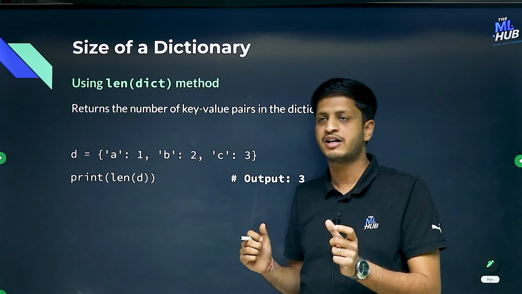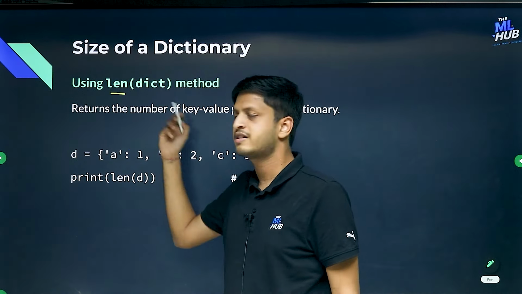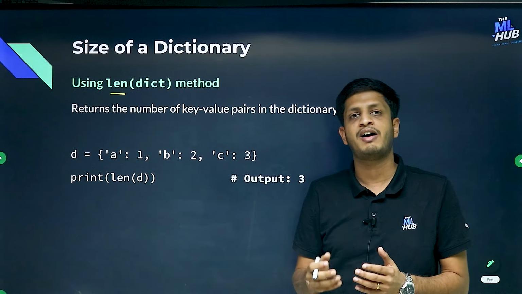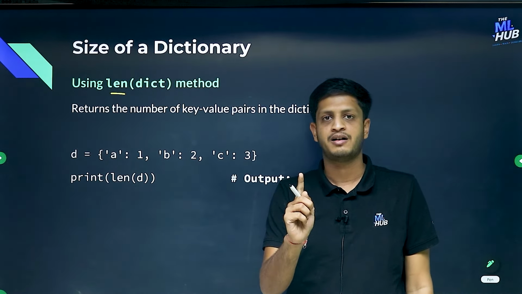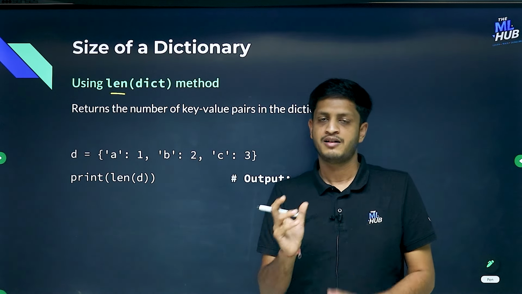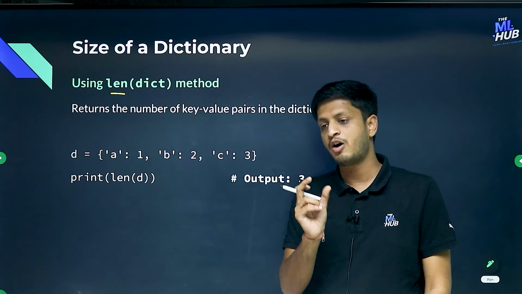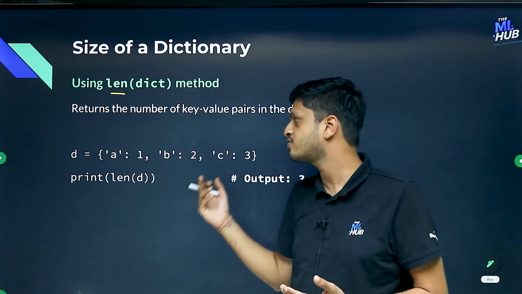We can use the len function on a dictionary as well. It will just give me how many key value pairs are present. It will consider a key value pair as a single element. Key and value are not separate. So how many key value pairs are present? That is what you will get.